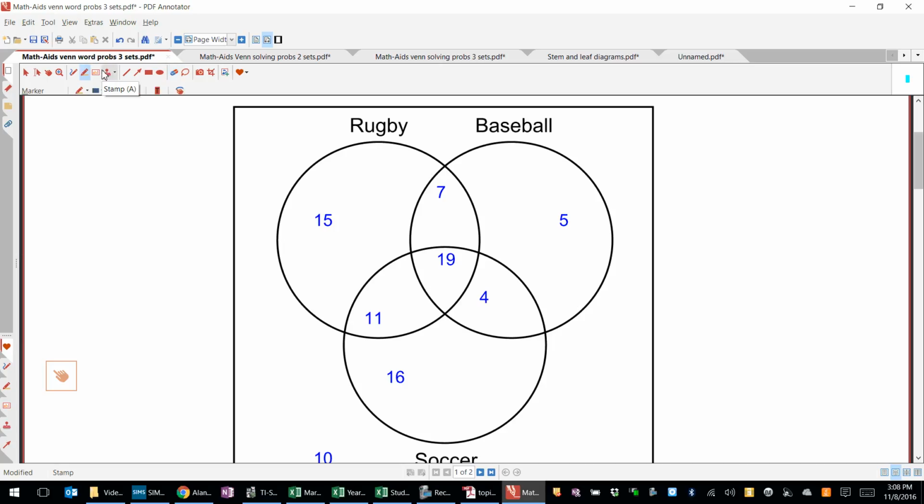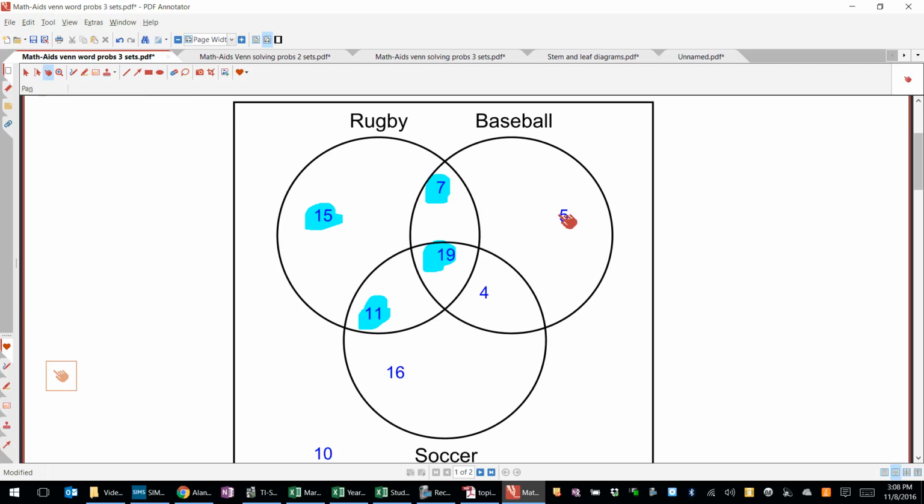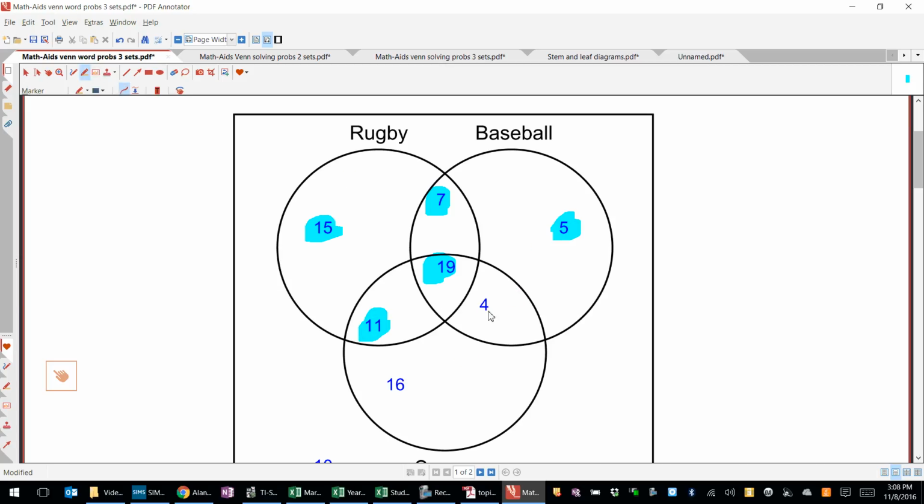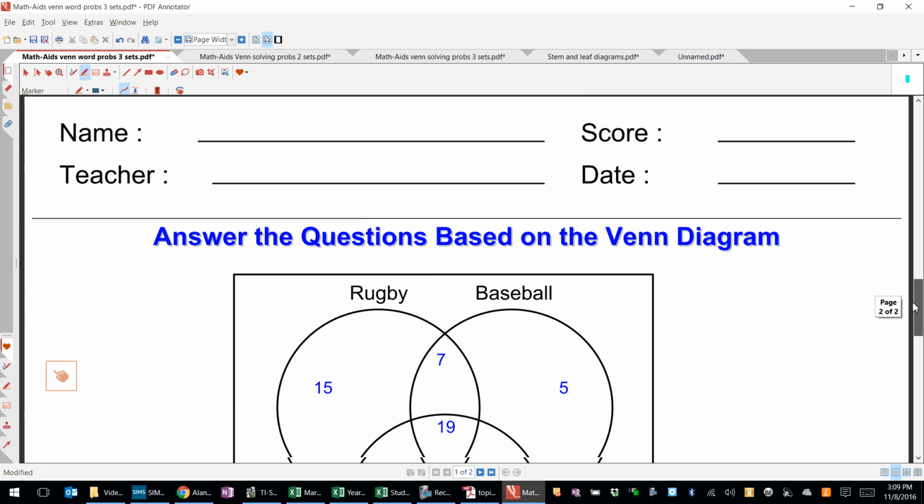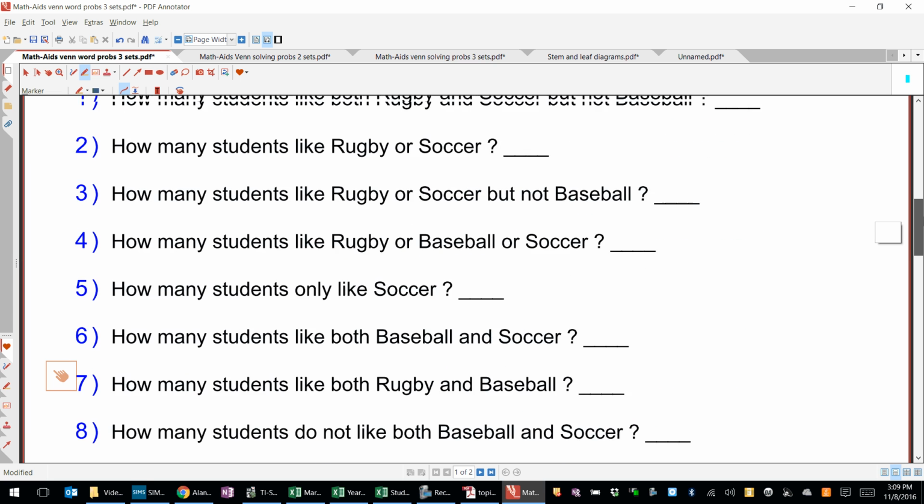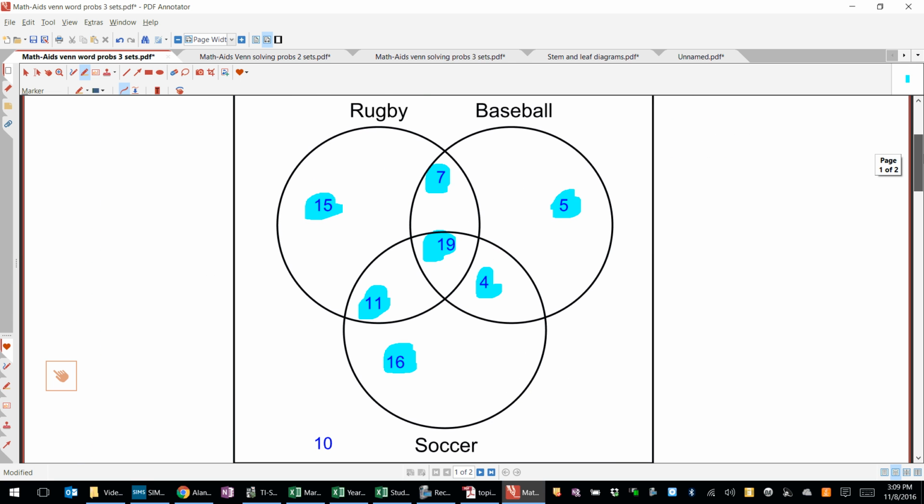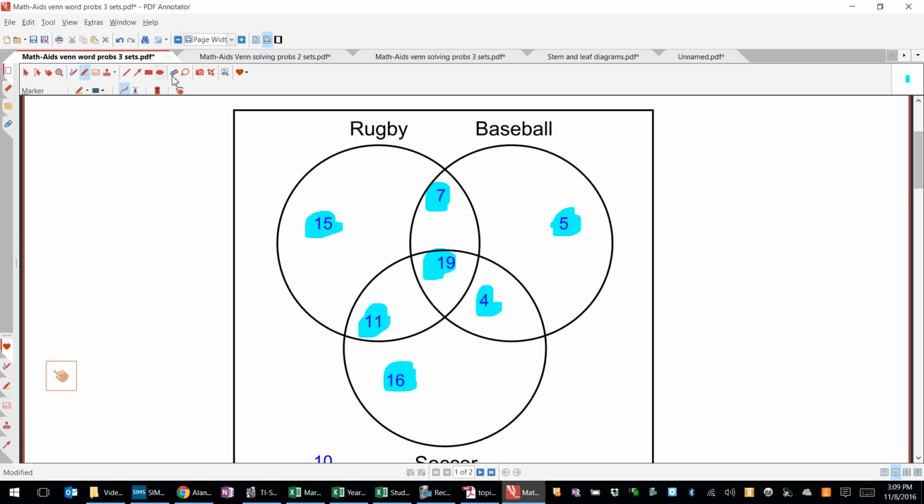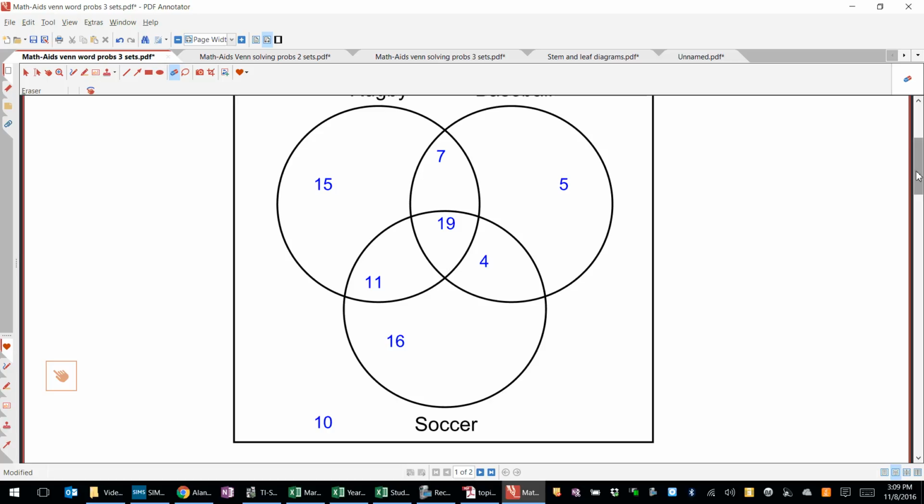The next one. How many students like rugby or baseball or soccer? So it's basically anyone that likes rugby, anyone that likes baseball as well, anyone that likes soccer. So it's basically everyone. 87. So you think the answer is 87, I think the answer is 77. Oh, not the 10, oh yeah, because they don't like any of them.